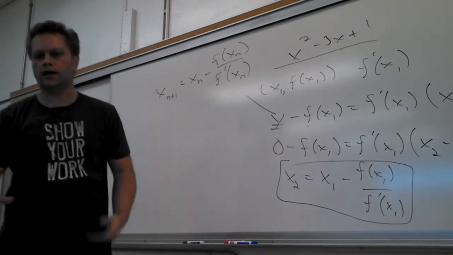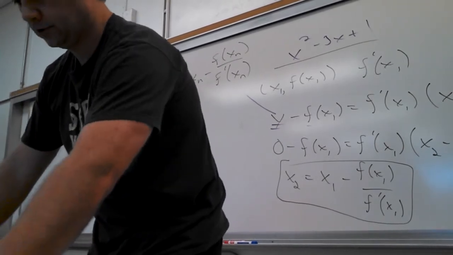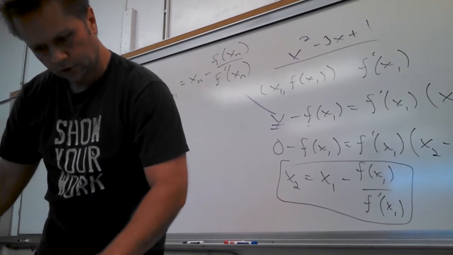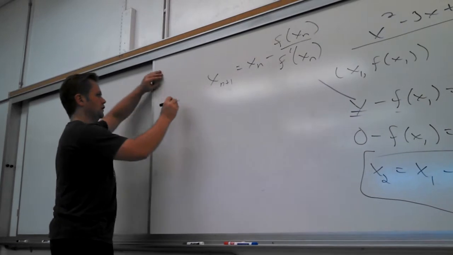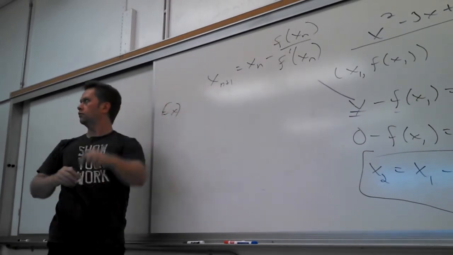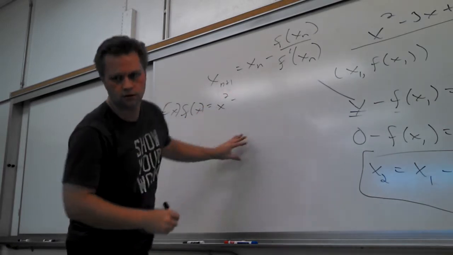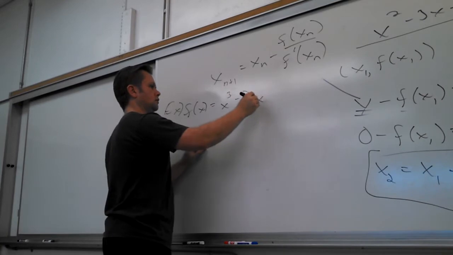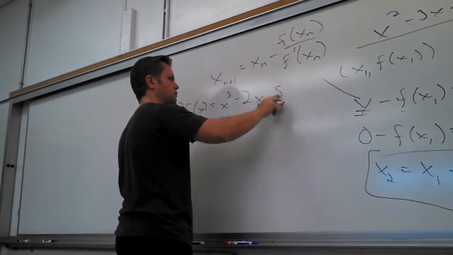Alright, so let's try this with an actual function. Let me get a real quick example here. So if I'm given this function, let's make it x cubed minus 2x, and that's a minus 5. It doesn't matter.